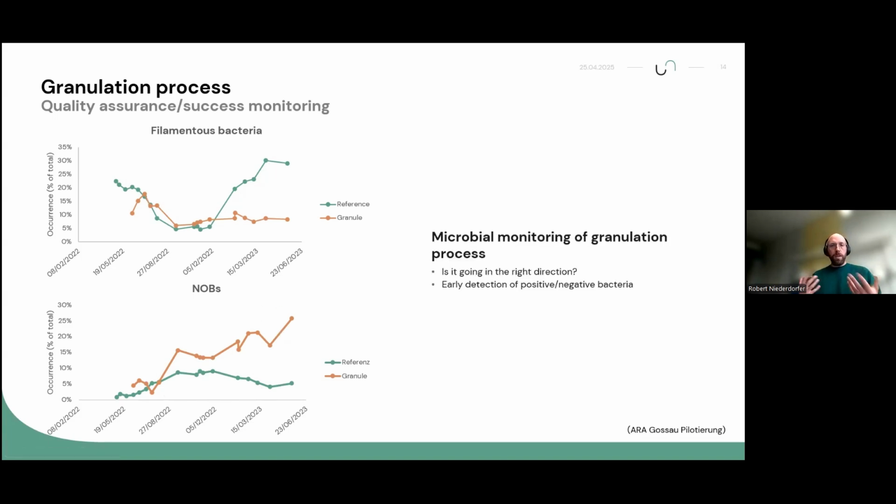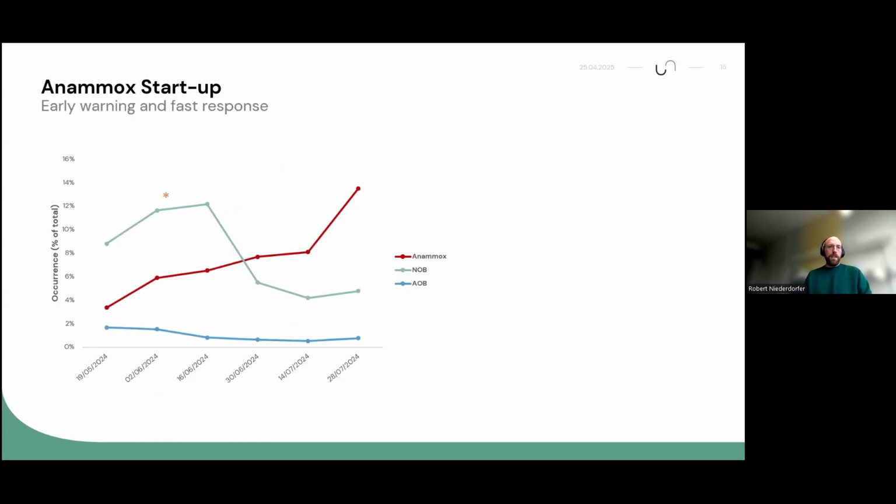So the microbial monitoring of the granulation process informs you about whether it is going in the right direction, and also gives you early detection of positive and negative bacteria. The same in an Anammox startup. Anammox are also very sensitive bacteria, especially if NOBs are around. Here we have Anammox bacteria in red, the AOBs, and in green, the NOBs. If you have a lot of NOBs, they take up the nitrite, and the Anammox doesn't have enough food to actually perform.